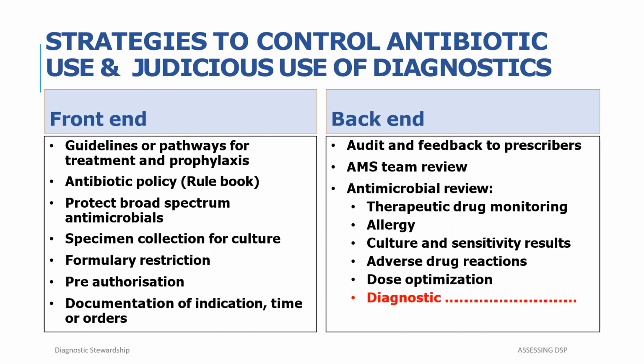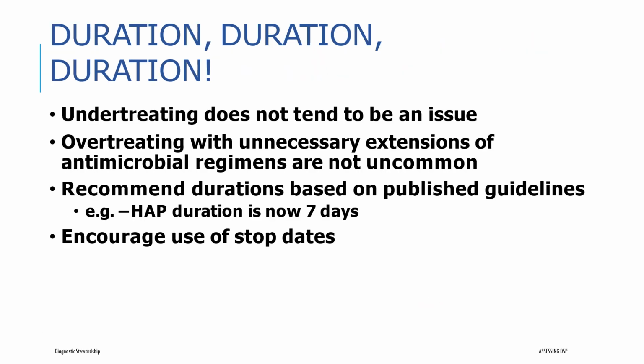Strategies to control antibiotic usage. There are front-end and back-end strategies. Front-end include guidelines, antibiotic policy, antibiogram, guidelines for specimen collection, storage, transport, formulary restriction, and pre-authorization. While the back-end strategies include audit and feedback to the stakeholders, the team review, antimicrobial review, which includes drug monitoring, sensitivity results monitoring, adverse drug reactions, and others. It should be borne in mind that undertreating does not tend to be an issue. Overtreating with extensions of antimicrobials is not uncommon. Recommended duration should be followed.